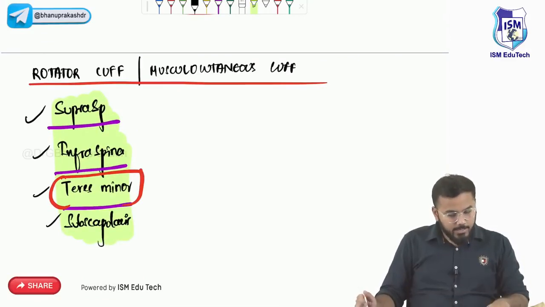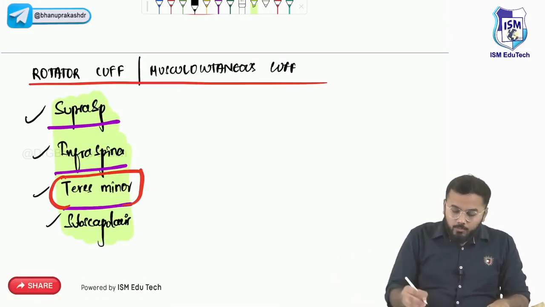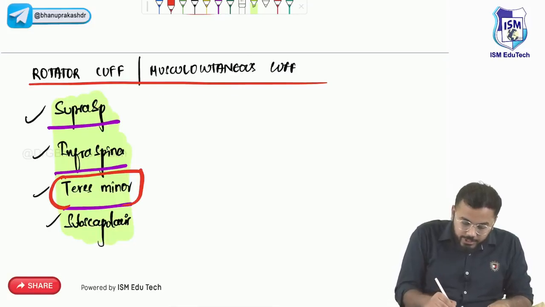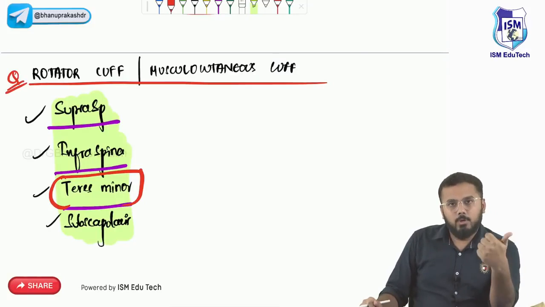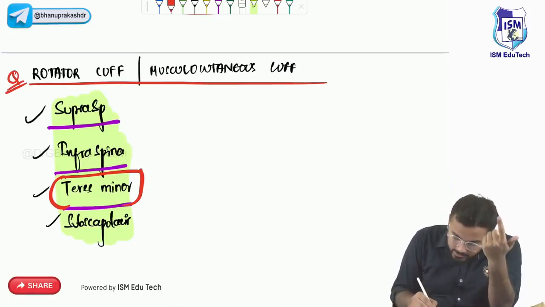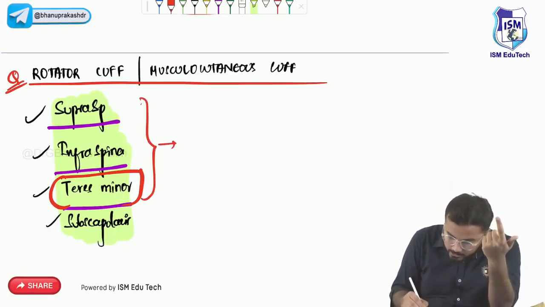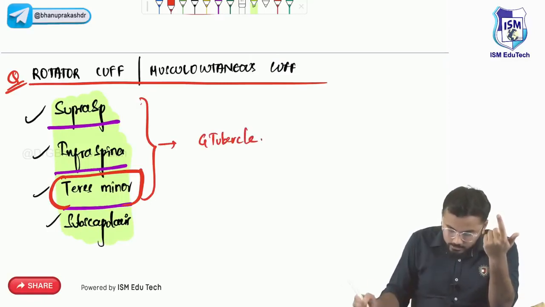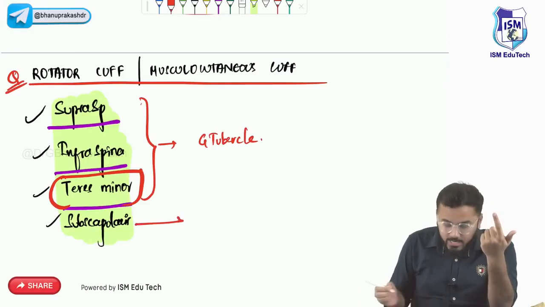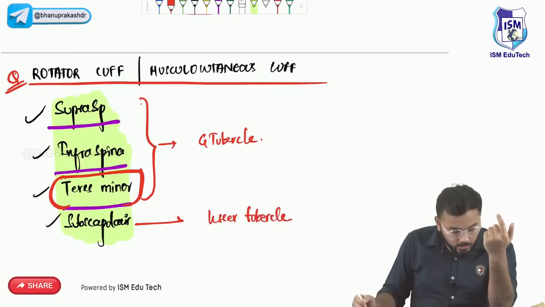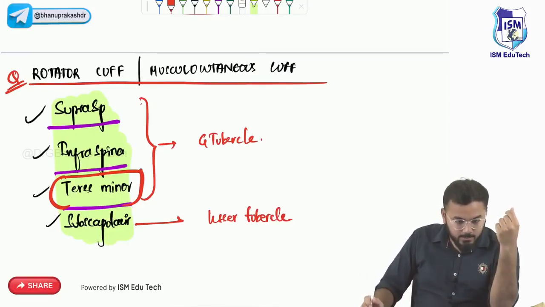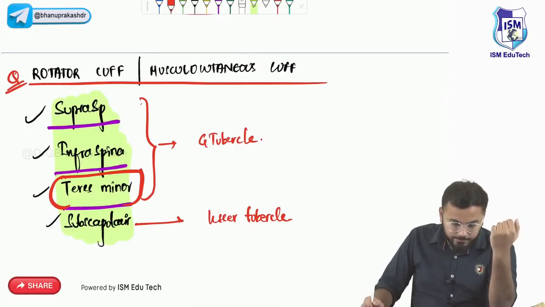Okay. Clear everyone. Now, first question is, what are the rotator cuff muscles? Okay. Second important question is that the first three, where do they sit on? They sit on the greater tubercle. And where does subscapularis sit? It sits on the lesser tubercle. Not trochanter. It is tubercle. Greater tubercle and lesser tubercle.